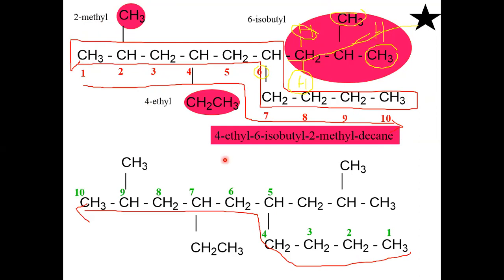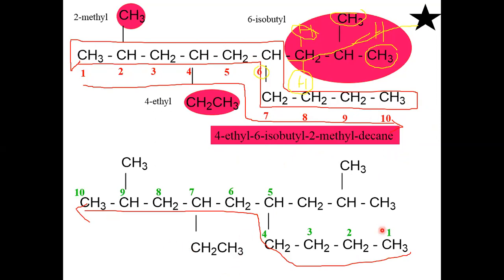No, you have to write according to alphabetical order. So E datang dulu, I, M. Numbering ni tak kisah, dia ikut as it is, according to the parent's numbering. So in terms of writing down the name, you have to consider the alphabetical order. So for ethyl E, 6 isobutyl I, 2-methyl M, decane. So if you go this way, that is the numbering.